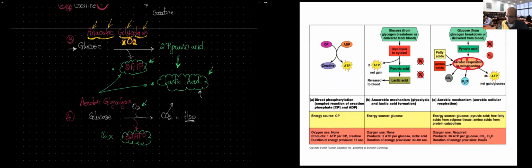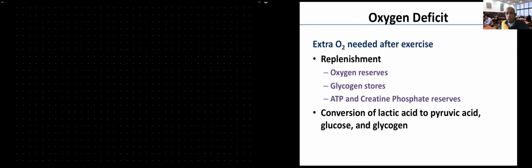So after you run a sprint, you will find yourself breathing faster than usual. Why? Although you're done, you did already run the sprint, why are you breathing faster than usual after exercise? Because you need an extra amount of oxygen after a high intensity exercise. This is what we call the oxygen deficit.